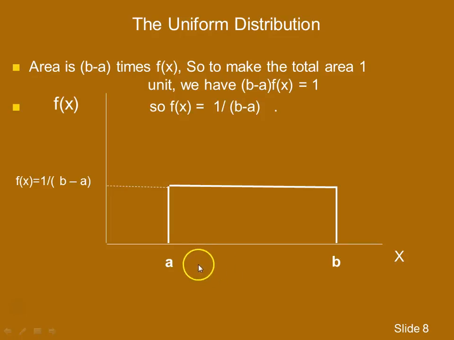Let's go back to our graph. No values of x above b are possible, no values below a. So f of x is just 0 above b or below a.